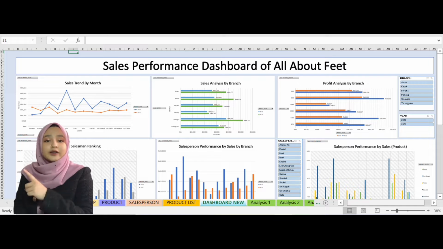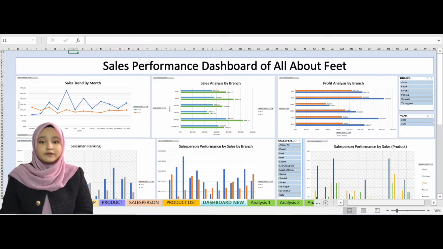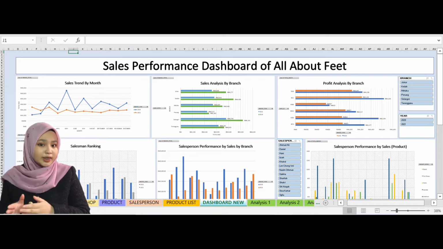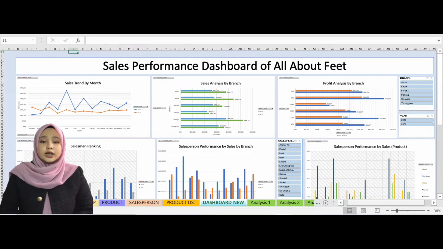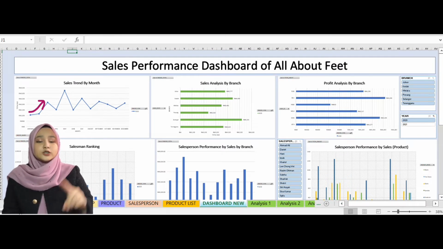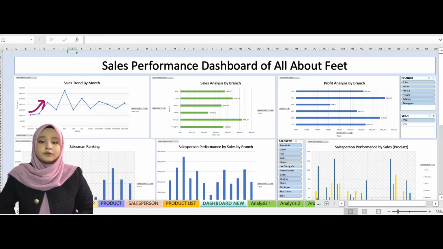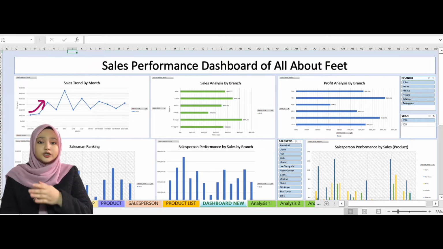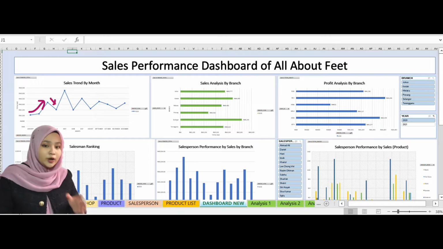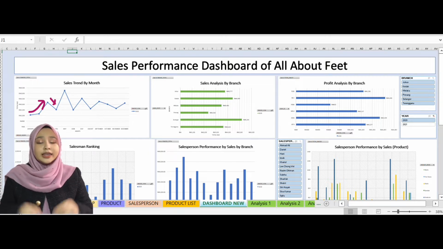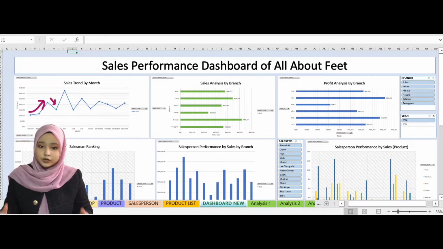So, the first line graph displays the monthly sales trend for All About Fit between 2020 and 2021. If we look at the trend for the first quarter of 2020, the sales of All About Fit rose steadily until March. After that, the growth slowed down noticeably in April. In that month, the government implemented the Movement Control Order or MCO, which had an impact on our sales.